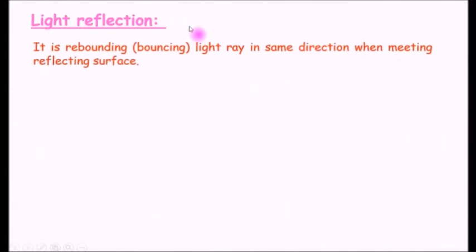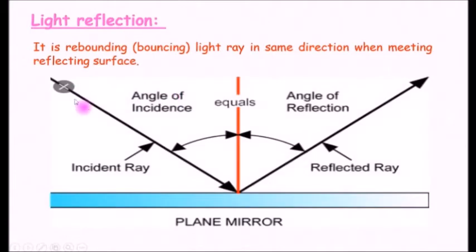Light reflection is the rebounding, bouncing or returning back of light rays in the same direction when meeting a reflecting surface. What is meant by that? When the light ray falls on a plane mirror or any reflecting surface, it returns back again. That is called light reflection. To study light reflection, we need to know some concepts related to it.